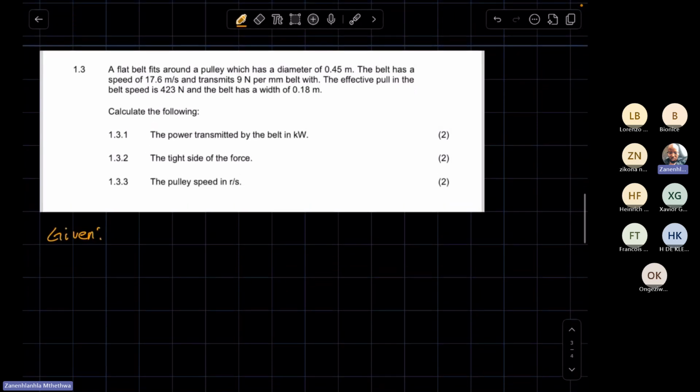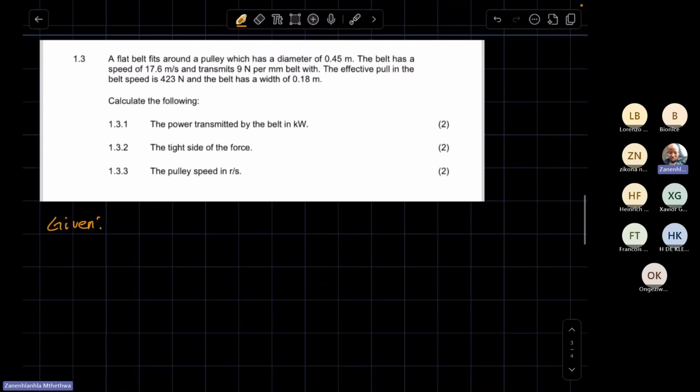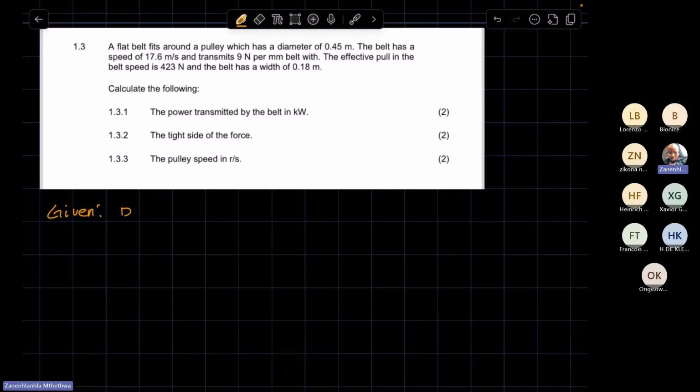So a flat belt fits around a pulley which has a diameter. So we've been given the diameter of the one pulley, which is 0.45 meters. The belt has a speed. So we've been given the belt speed or curvature velocity. So V is equal to 17.6 meters per second and transmits 9 newtons per millimeter belt width.